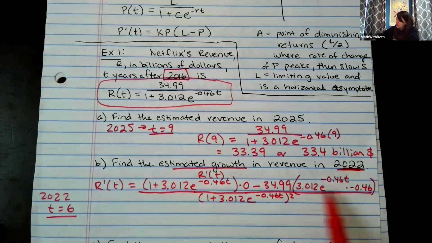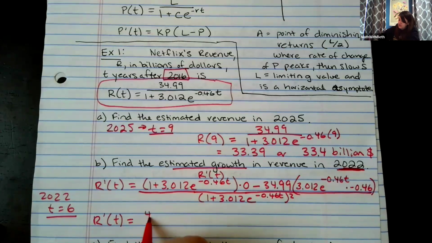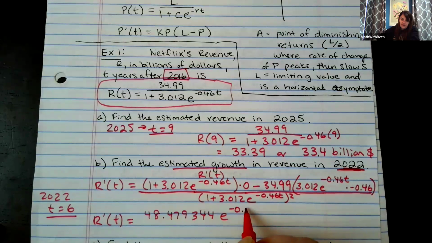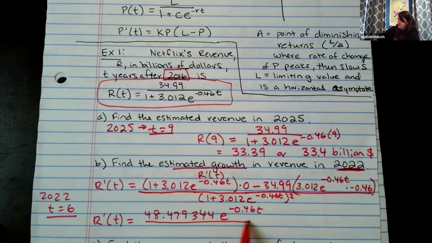And over here, you have 3 things that you could really multiply together. So let me just make this a little nicer before we plug in our 6. And I don't want to round, so I'm just going to write as many numbers as I see in my calculator. So this is what I got when I did negative 34.99 times 3.012 times negative 0.46. That's why it became positive. And then the E stuff stayed the same. And on the bottom, I'm just going to leave that as 1 plus all of this squared.